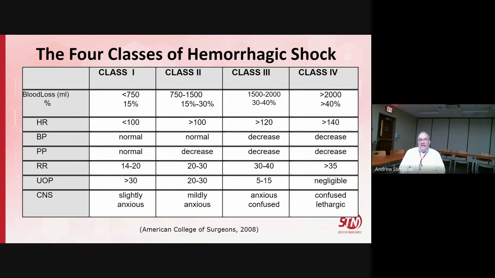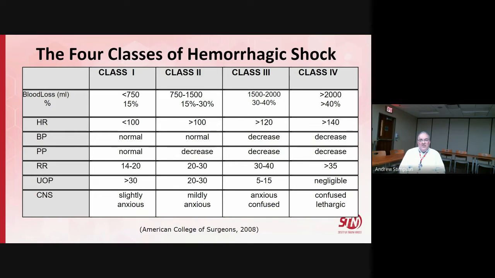Finally, class 4 shock, that means you've lost 40% of your blood volume. Now your heart is significantly tachycardic because you're trying to maintain your cardiac output. Just remember your stroke volume's down because your preload is down. Your blood pressure is now going down. Your pulse pressure is decreasing. Your respiratory rate is high because you're trying to maintain oxygen delivery. At this point, urine output may be negligible. Now you start to get confused or lethargic.